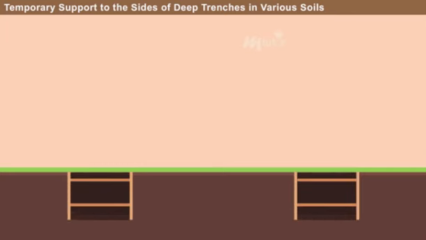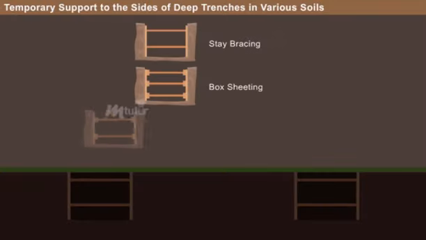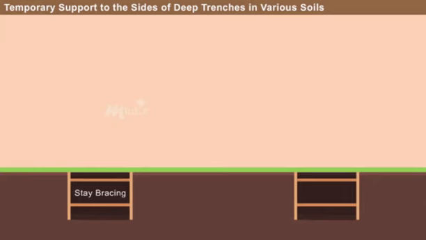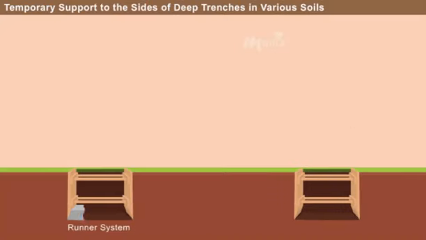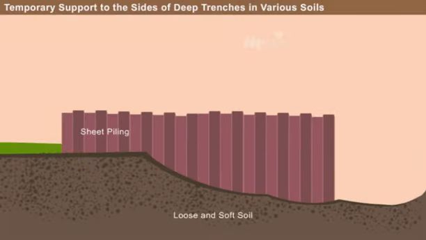Timbering of deep soil trenches can be carried out by stay bracing, box sheeting, vertical sheeting, runner system, and sheet piling. Stay bracing is suitable for a fairly firm soil. Box sheeting is suitable for loose soil. Vertical sheeting is suitable for soft soil. Runner system is suitable for loose and soft soils. And sheet piling is suitable for loose and soft soils.